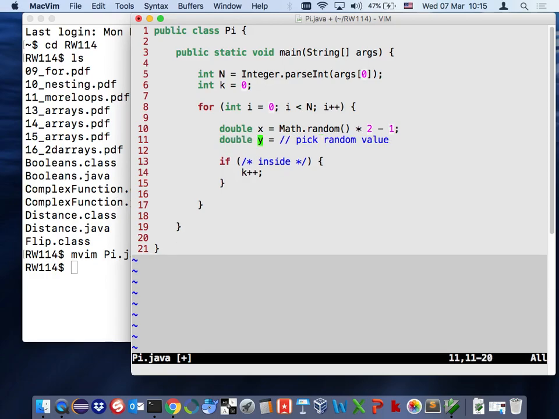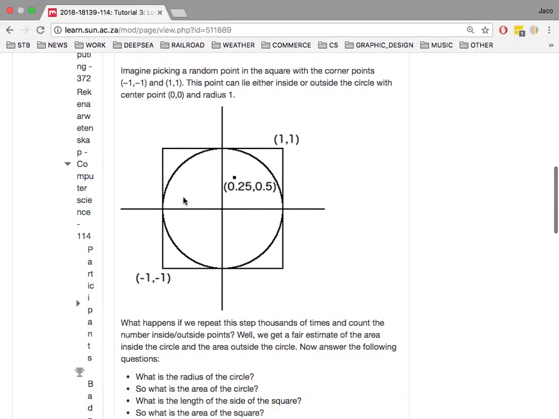I'm going to pick y in exactly the same way, because y must lie in those bounds. And all that remains is for me to ask if it's inside the circle or not. So how do I know if a point is inside the circle or not? Radius 1.